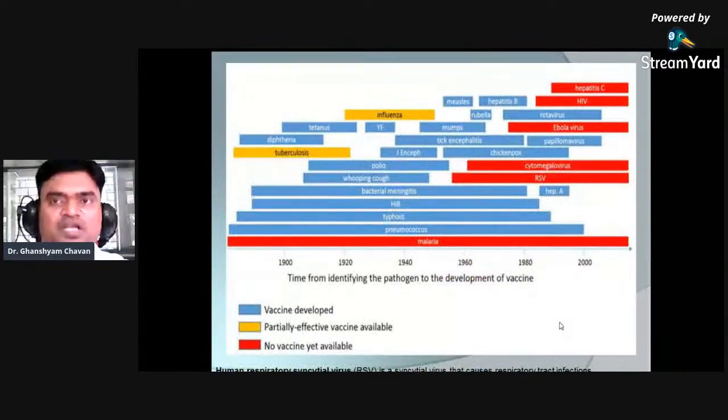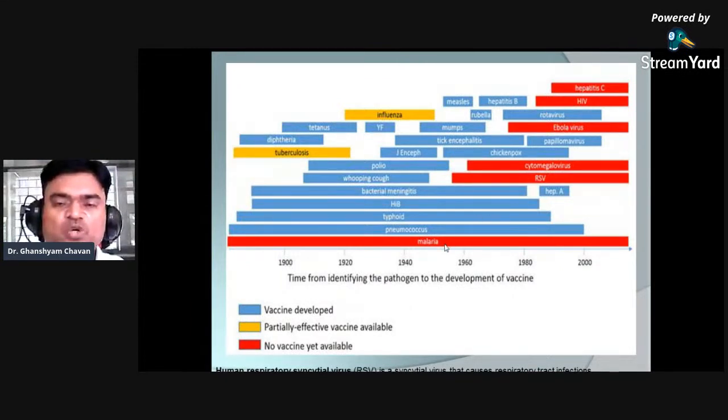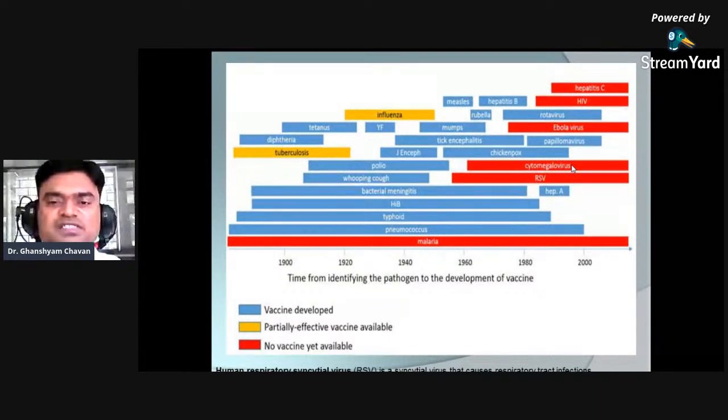Now here, what we should discuss is the red patches. All these red patches mean no vaccine is available for these typical microorganisms. Here is hepatitis C, no vaccine. HIV, Ebola virus, cytomegalovirus, which is a type of herpes virus, and for this also there is no vaccine available. Again, RSV, the respiratory syncytial virus, and malaria.